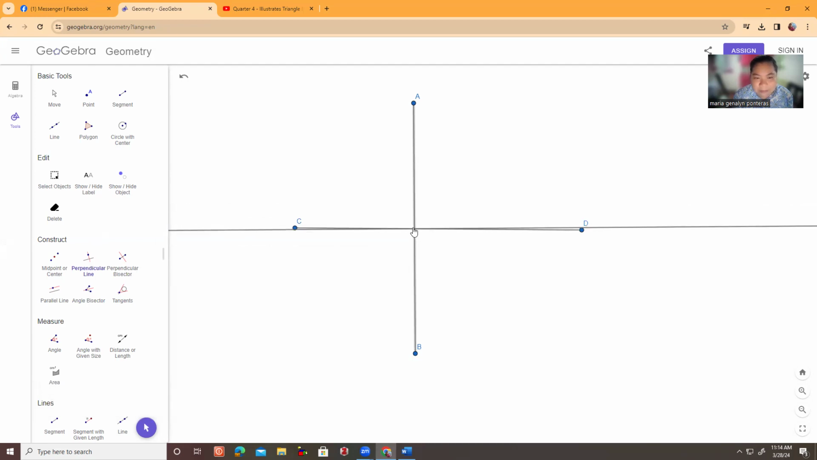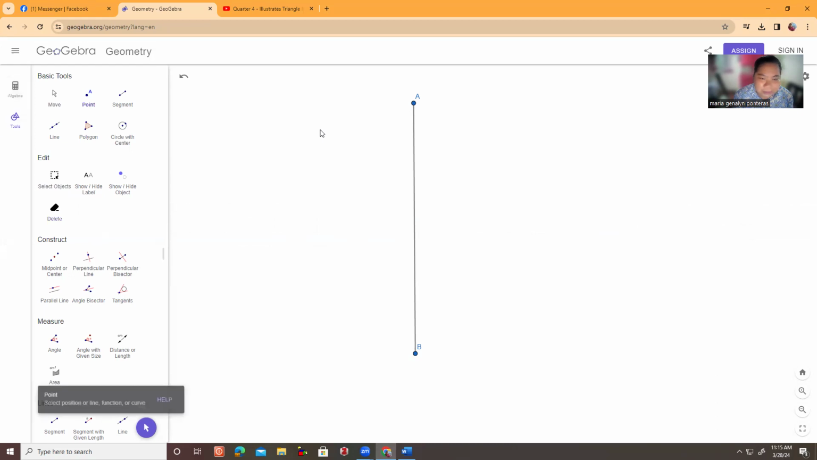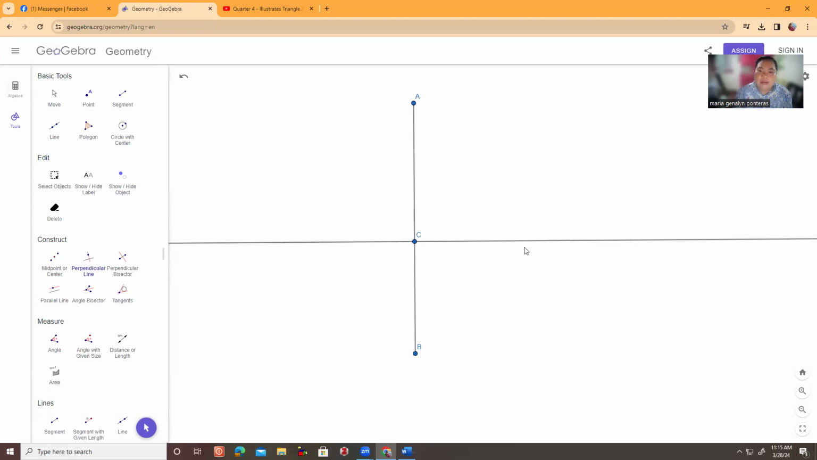Okay, so it only proves that my line is not aligned. It's not going straight here. And another. Let's delete this one. Oops. I think it's better if we have a point. It's better if we have a point than perpendicular. Okay, so according to GeoGebra, the two lines here are perpendicular lines.